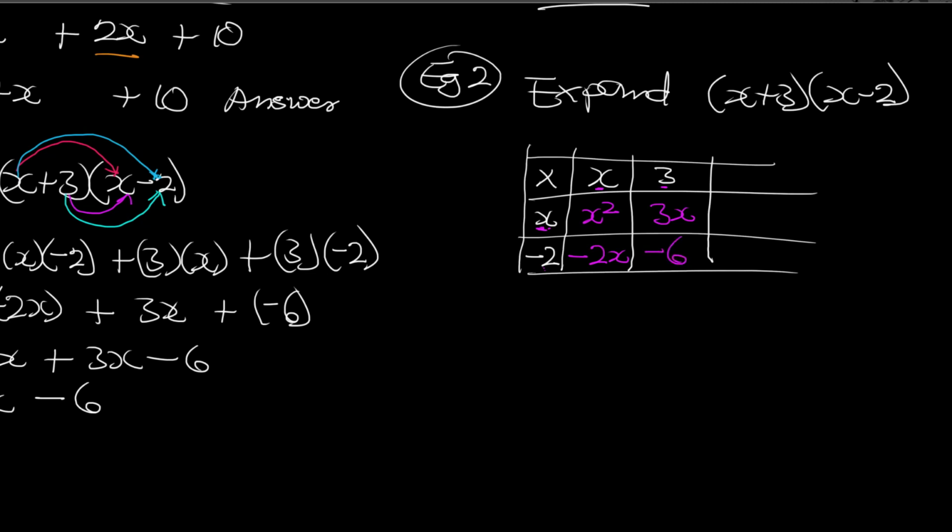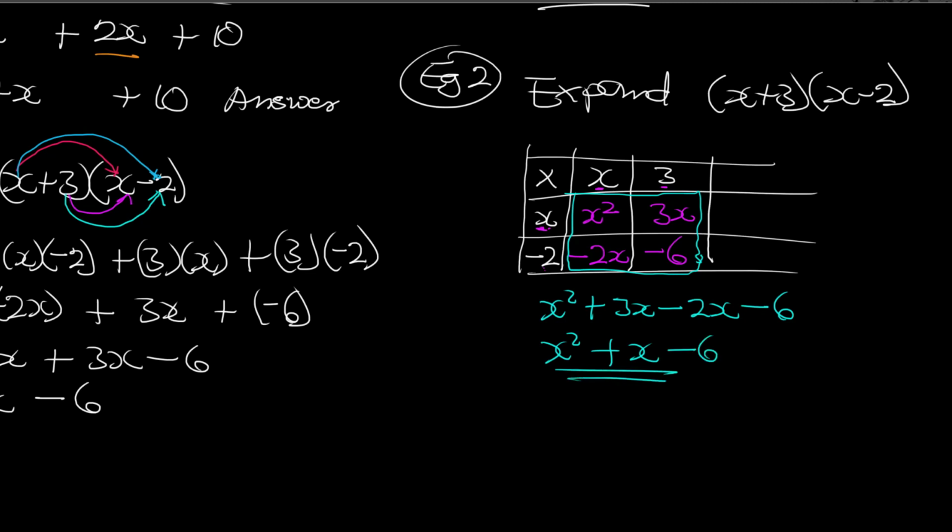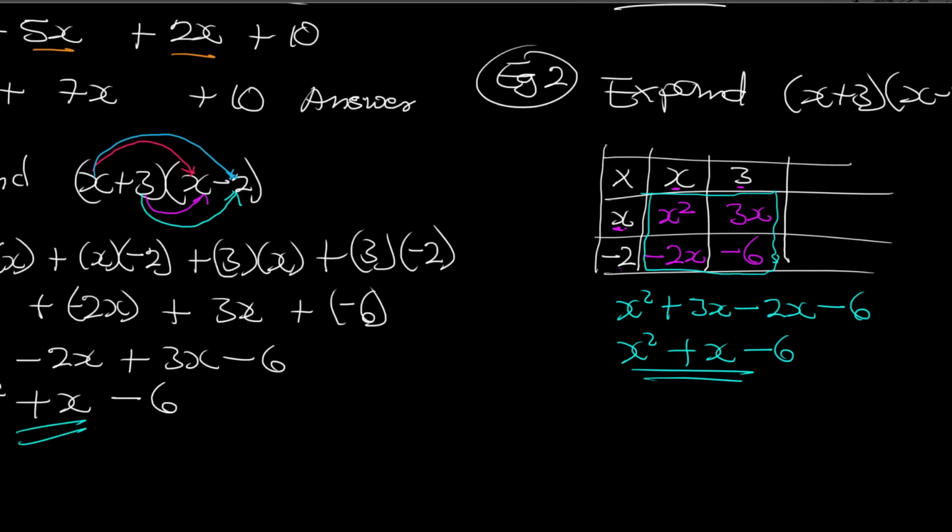After this, I add everything in pink in this box. So everything in this box, I add. Get x squared plus 3x minus 2x minus 6. I group like terms. X squared, 3x minus 2x is plus x. And the last term is minus 6. This is the same result we got in the first method. So these two approaches can be used to expand the bracket.